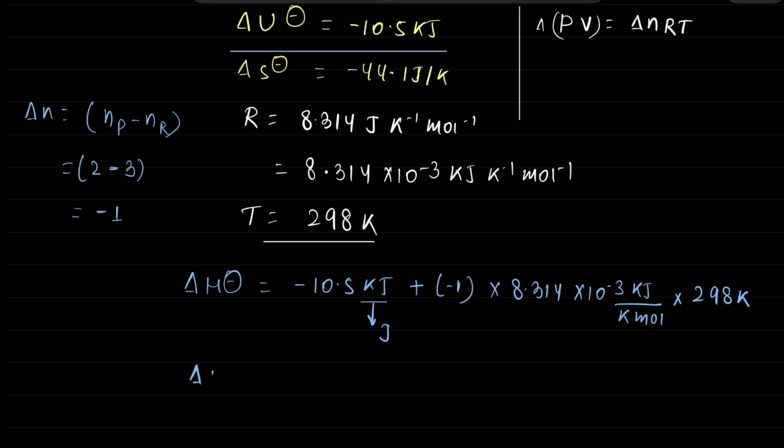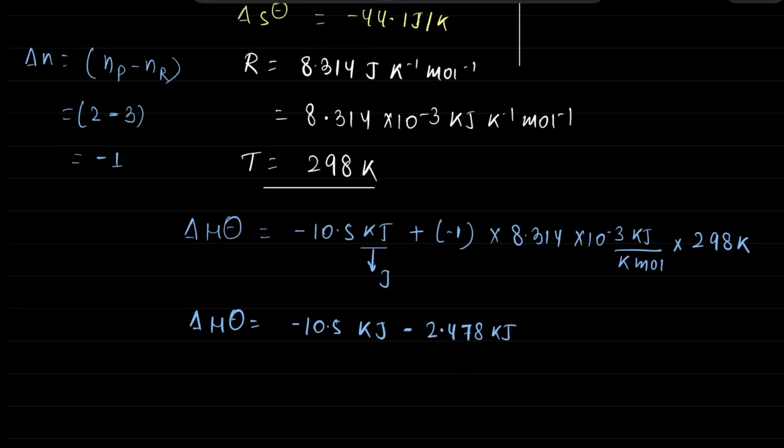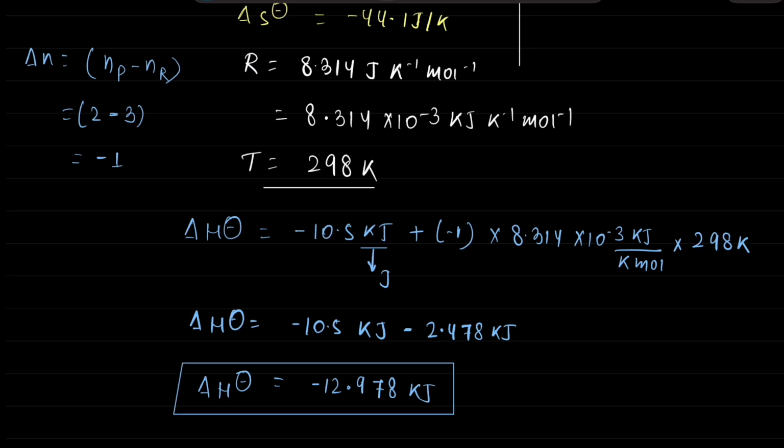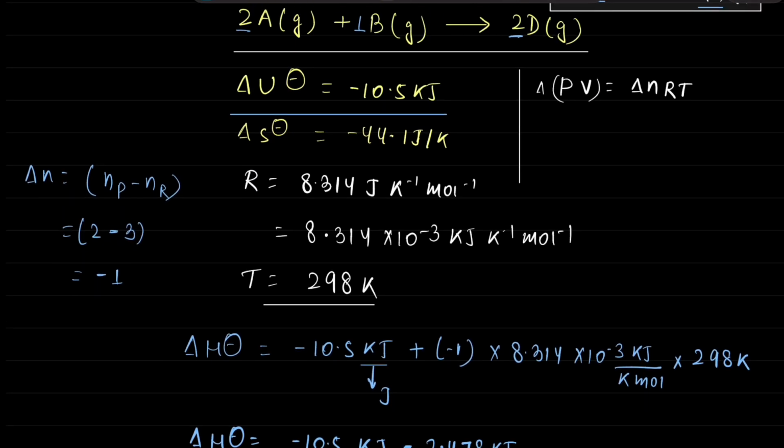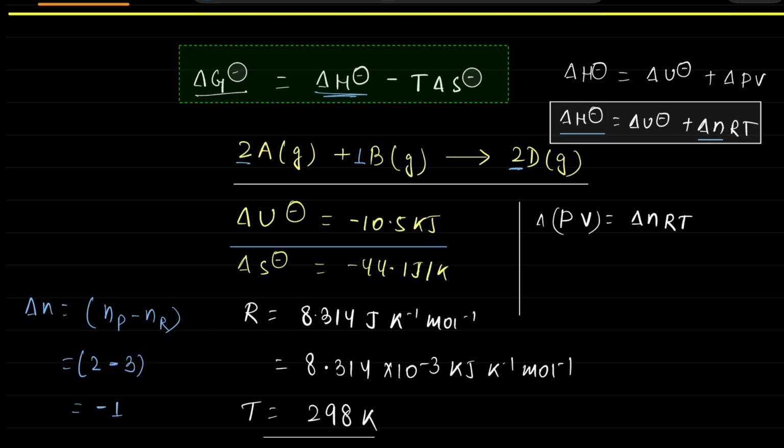So delta H is equal to minus 10.5 kilojoule minus 2.478 kilojoule, which is equal to minus 12.978 kilojoule. So we got the value of the standard change of enthalpy. Now based on this information, we can find our Gibbs energy.